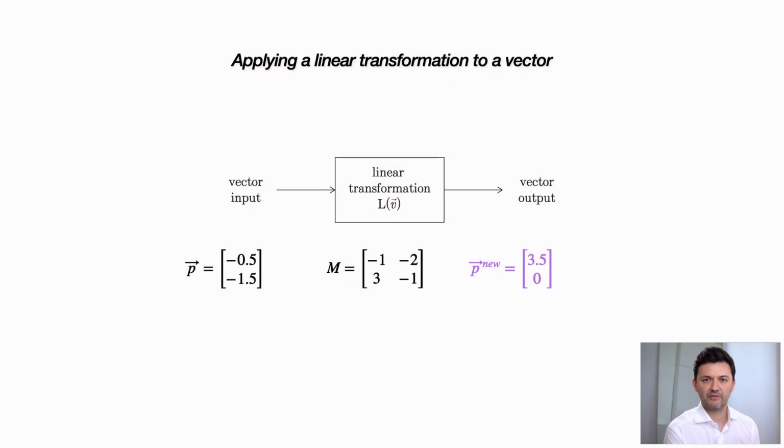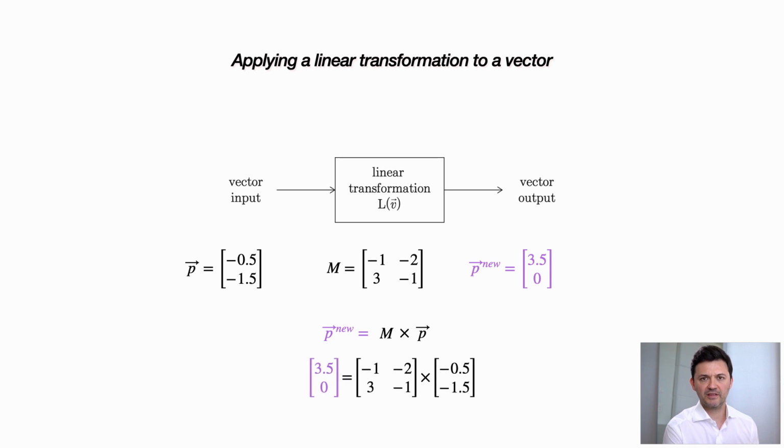So now that we have all the results of our linear transformation, let's see how we can describe this symbolically. To compute the p new, we need to multiply the vector p by a transformation matrix M. And this is how we will do it. The transformation matrix M needs to be on the left side of our vector p. So when we replace the variables with numbers, we get kind of a weird constellation of numbers making an equality. So the purple thing being equal to the black thing.